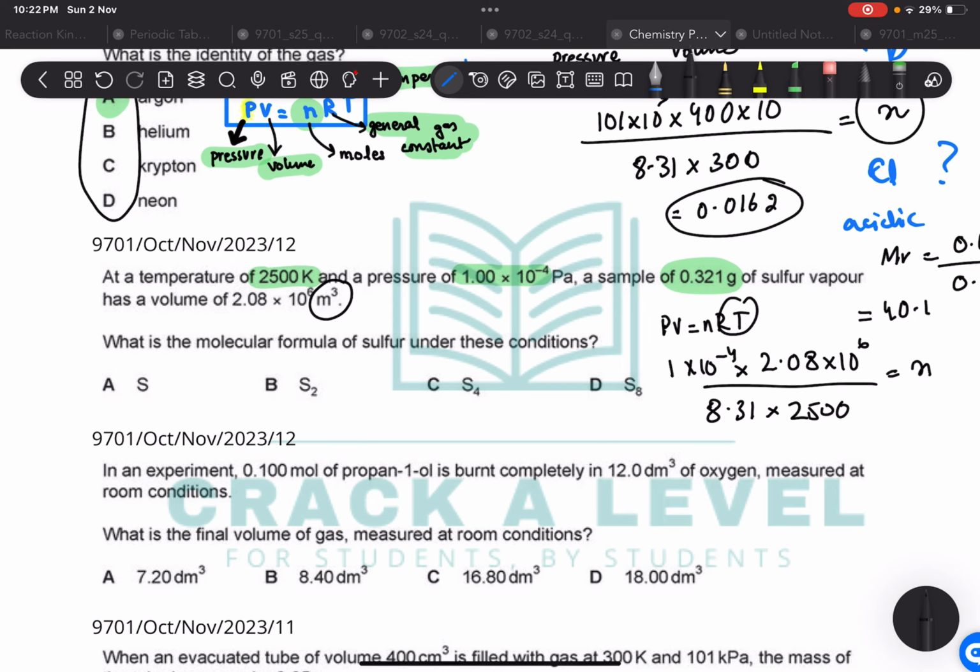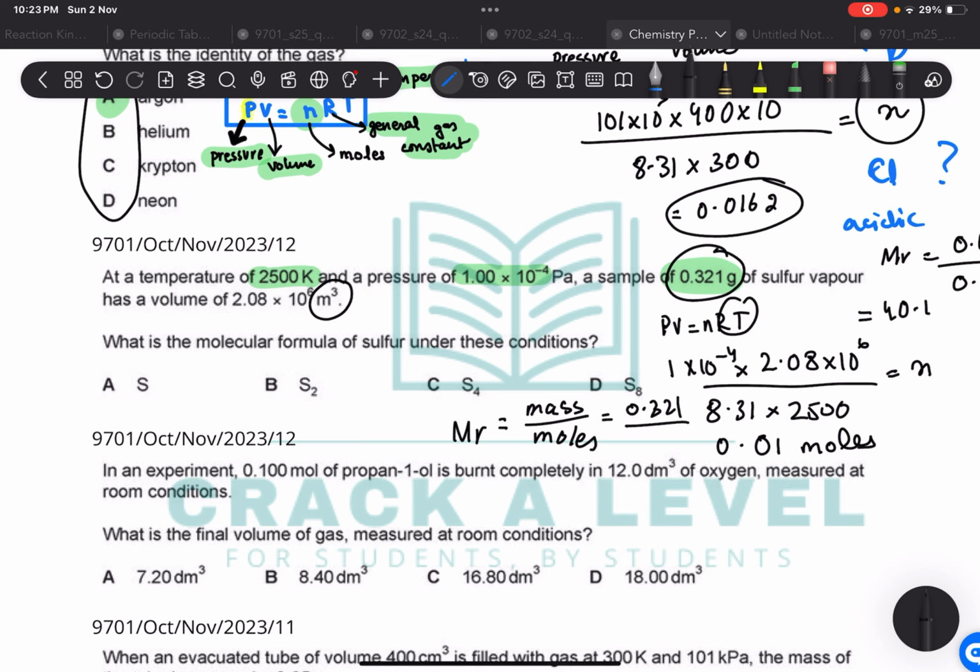So let me plug these values into my calculator and give you the answer. 1 into 10 raised to power negative 4 times 2.08 into 10 raised to power 6, upon 8.31 times 2500, and this gives me how many moles? 0.01 moles. Now I have my moles and I have my mass. What is the formula for MR? MR equals my mass upon my moles. My mass is simply 0.321.